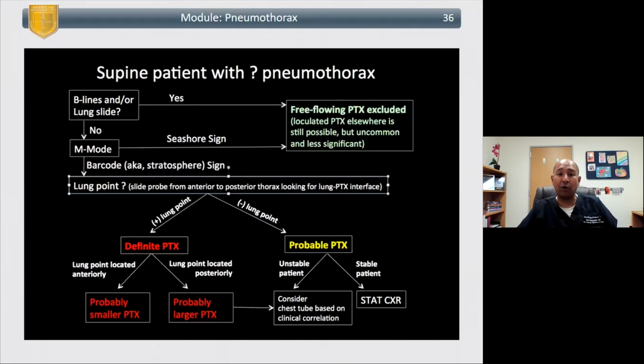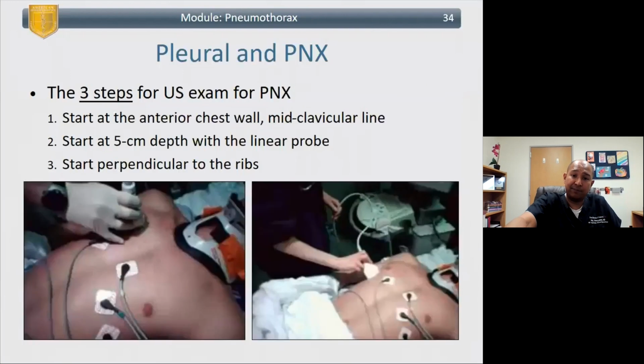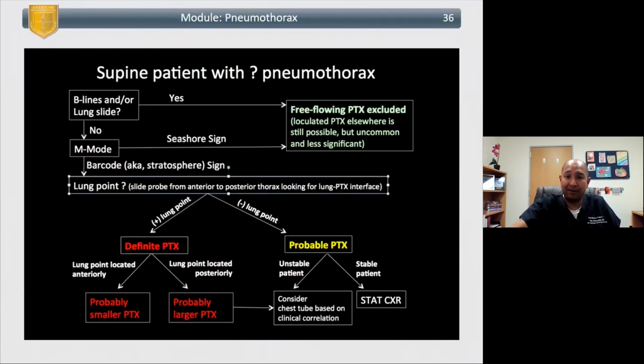So I just put a little algorithm here. I love algorithms. So patient supine, like this patient over here, and how do you want to rule out that pneumothorax? Well, it all starts off with the lung slide, right? And if you have lung sliding, you've pretty much excluded a pneumothorax, or at least a free-flowing one. It still could be a possible loculated one, but that's very uncommon.